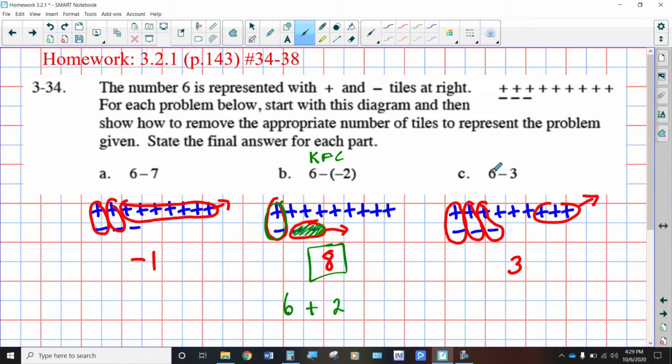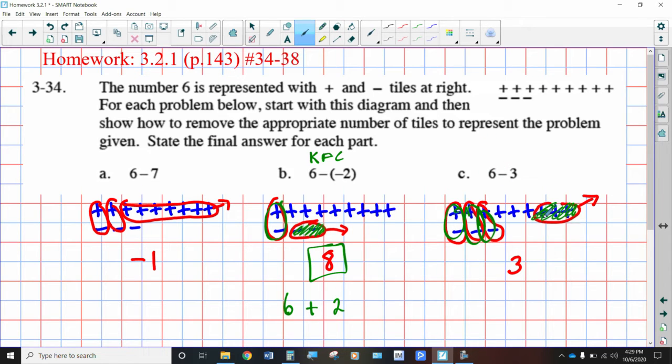And then here, 6 minus 3. Start with the 6 configuration, take away 3 positives. Look at your 0 pairs. What's left over? Positive 3. Well, we know that 6 minus 3 is equal to 3. We've been doing that since first grade.